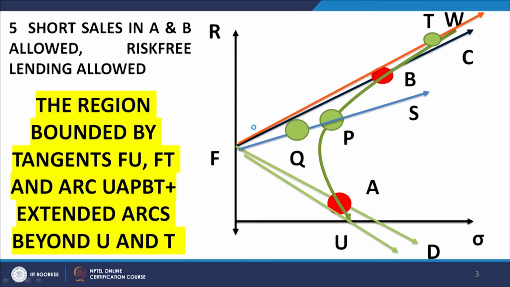In this case it becomes slightly complex, but that is what it is. So, let me repeat, it is the region which is bounded by FT, FU and the arc of the hyperbola TU, and then beyond T the arc extended, only the arc extended at TW, and similarly the arc extended beyond U. So, that is the situation in the case where both short sales in A and B are allowed, but risk free borrowing is not allowed.